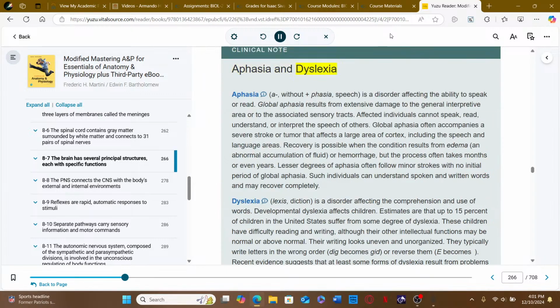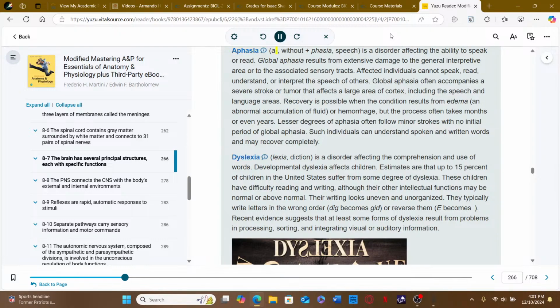Clinical note: aphasia and dyslexia. Aphasia, a- without plus phasia, speech, is a disorder affecting the ability to speak or read. Global aphasia results from extensive damage to the general interpretive area or to the associated sensory tracts. Affected individuals cannot speak, read, understand, or interpret the speech of others.